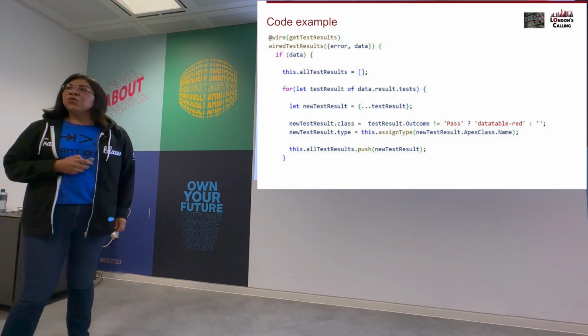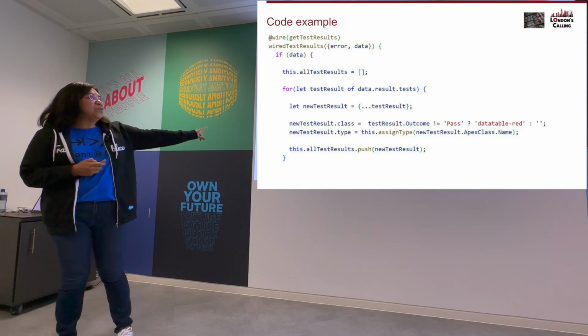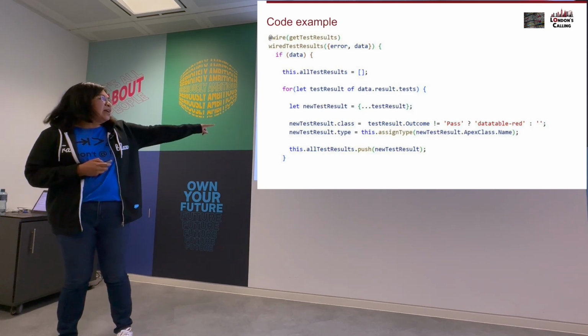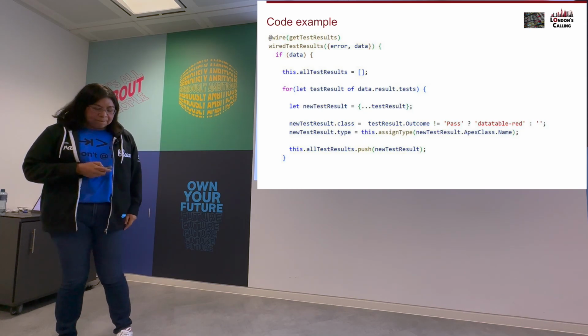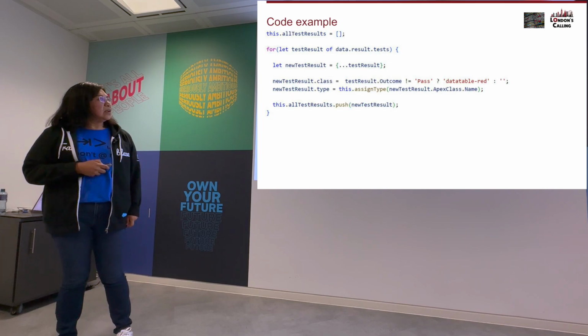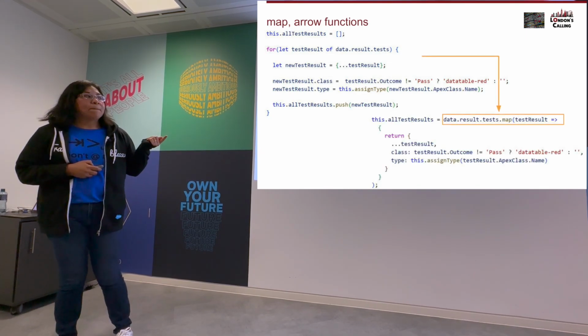The second example would be using map. And if you remember, this is the first example that we have. We are copying all the properties and values and adding 2 new properties. So this can be refactored still more. If I refactor this one, I can use map like this.